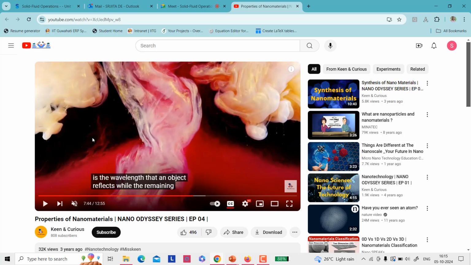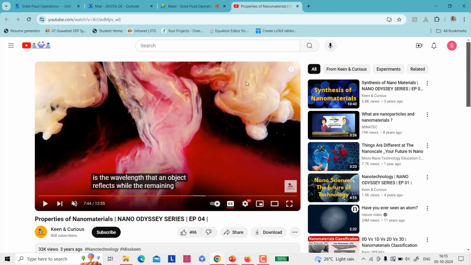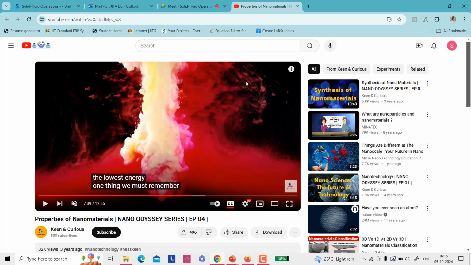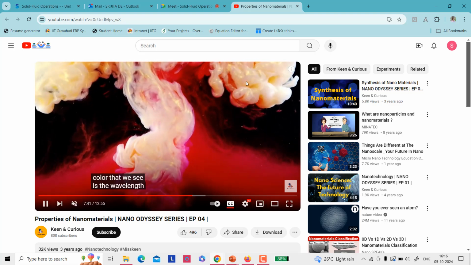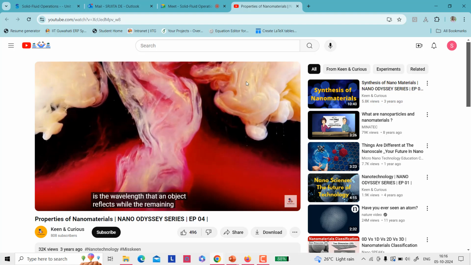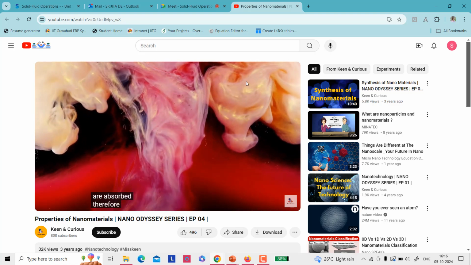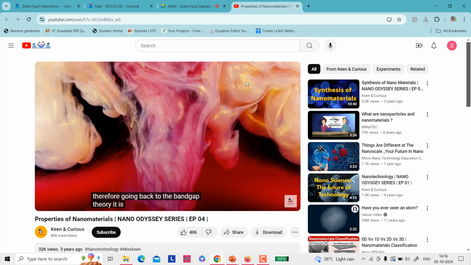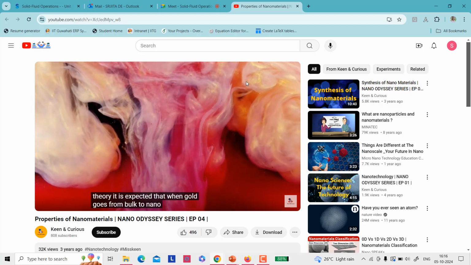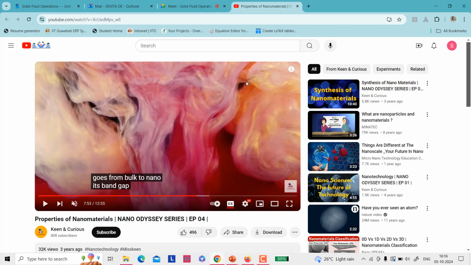So the color that we see is the wavelength that an object reflects, while the remaining wavelengths are absorbed. Therefore, going back to the band gap theory, it is expected that when gold goes from bulk to nano, its band gap will increase. So you can see this is the color of the gold nanoparticle solution. But what do we know? The gold nanoparticle is golden, right? We expect it to be golden, but the gold nanoparticle solution is of violet to wine color.